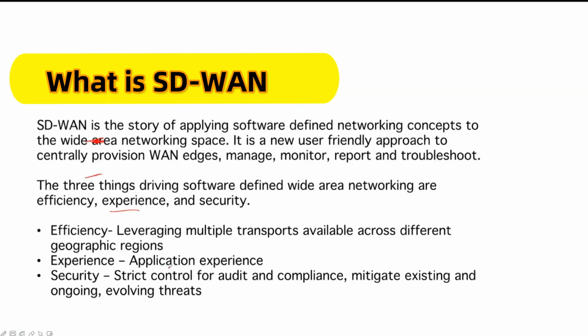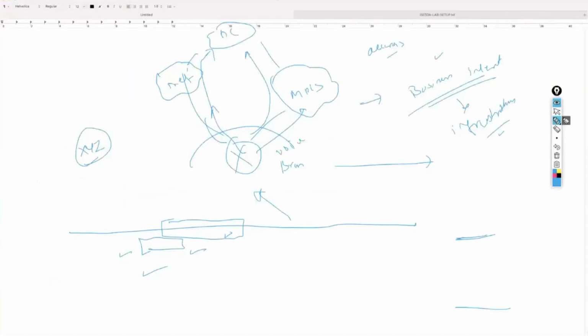So how does it achieve efficiency? By leveraging multiple transports available across different geographical regions. Not only does it give you the flexibility of configuration from a single point, but the efficiency comes from adding multiple transports across different geographical regions into a single logical network. That's the main benefit. Like I can leverage the internet and MPLS line. I can use internet as a WAN. One of the major benefits of SD-WAN is using internet as a WAN. This is one of the main benefits you can add up.